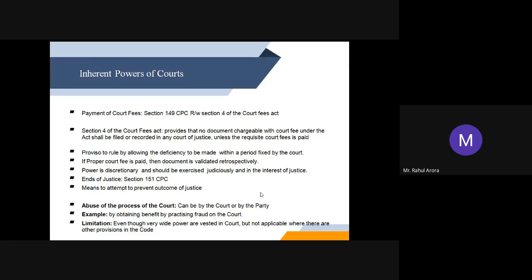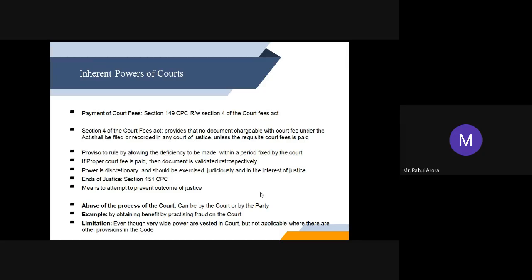The next relevant provision under the inherent power is Section 149. Section 149 of the CPC deals with the payment of court fees. Section 149 empowers the court to allow a party to make up the deficiency of court fees payable on a plaint or a memorandum of appeal even after the expiry of the period of limitation prescribed for the filing of such suit, appeal, etc.